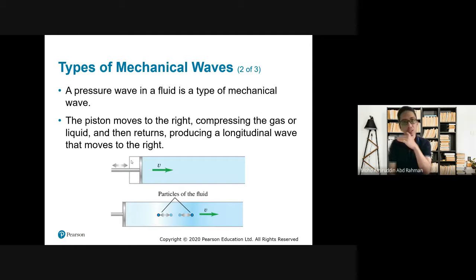Basically the wave will move the fluid to the right, and the particles of the fluid are actually moving to the left and right, following the motion of the way we pump.